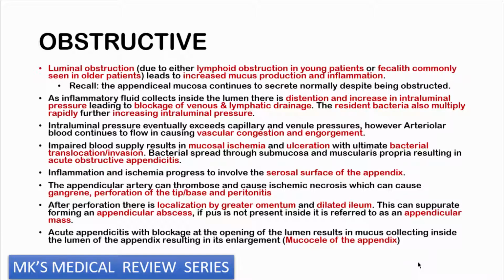And if there is suppuration, meaning if there is pus that is present within this localization that you've formed, you're going to have what is referred to as an appendicular abscess. If there is no pus, then you refer to this as an appendicular mass. Sometimes in acute appendicitis, where you have blockage at the opening of the lumen, you may have mucus that's collecting inside the lumen of the appendix, and the appendix can be enlarged. You refer to that as a mucocele of the appendix.